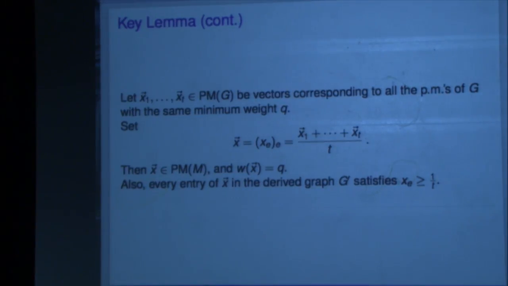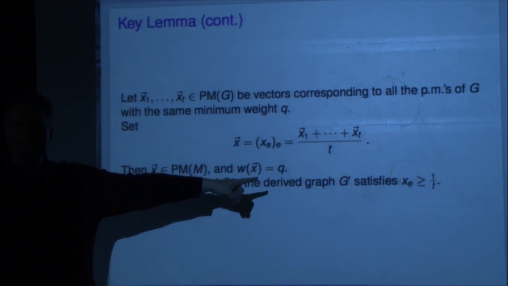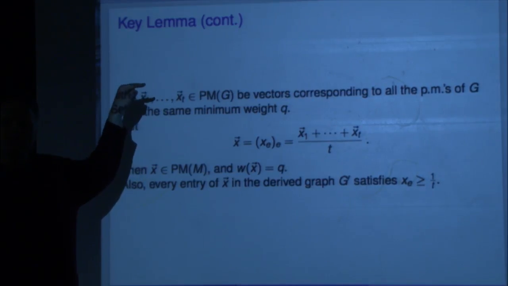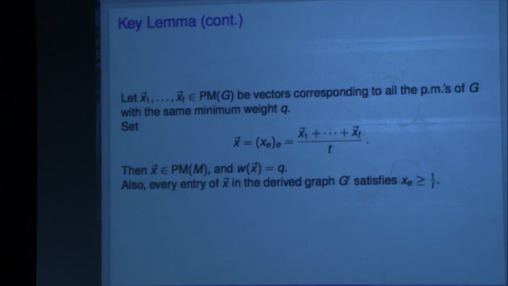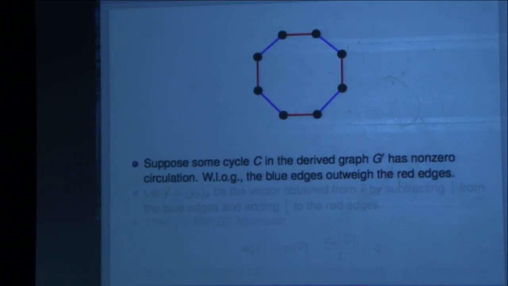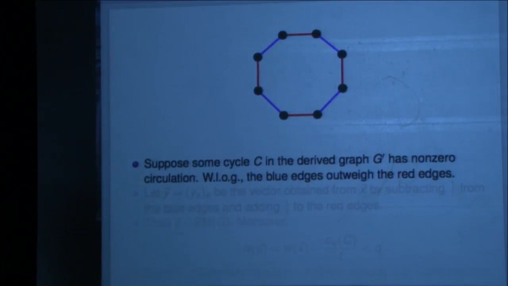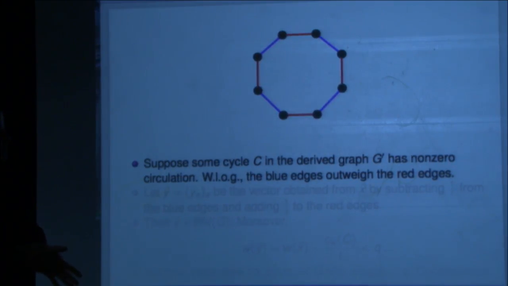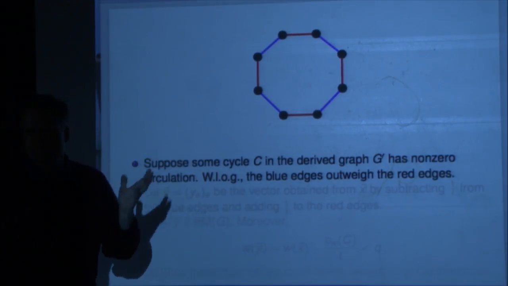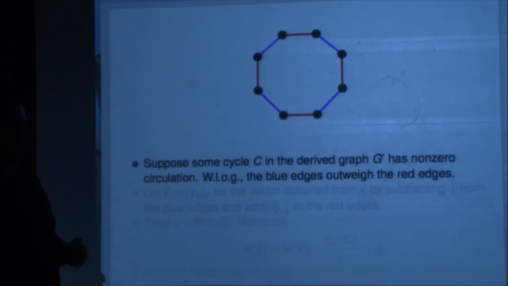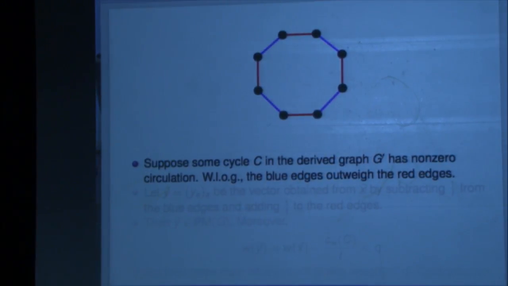So what that means is that at least on the edges in the derived graph, that positivity constraint is not tight. And so we can tweak x a little bit and still stay in the perfect matching polytope. All right, so suppose I have some cycle c in the derived graph G prime, and it has non-zero circulation. Without loss of generality, the blue edges are going to outweigh the red edges, say. So you add up the blue edges, you're going to get something bigger than the weights of the red edges.